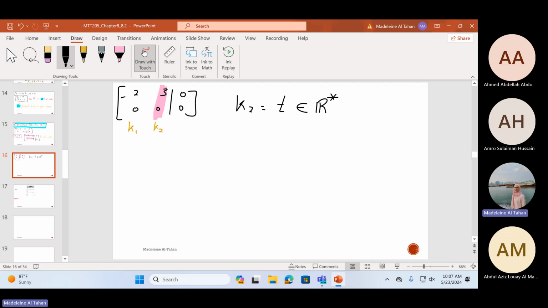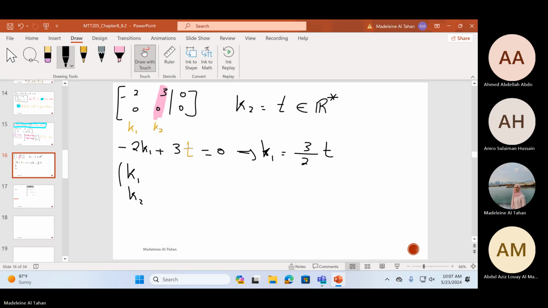Okay, miss, what will we get now? Substitute negative k1 plus 3 k2, with k2 equal to t, equal to 0. So k1 is equal to minus 3 over minus 2, so it will be 3 over 2. So k1, k2 is equal to 3 over 2 t and t.